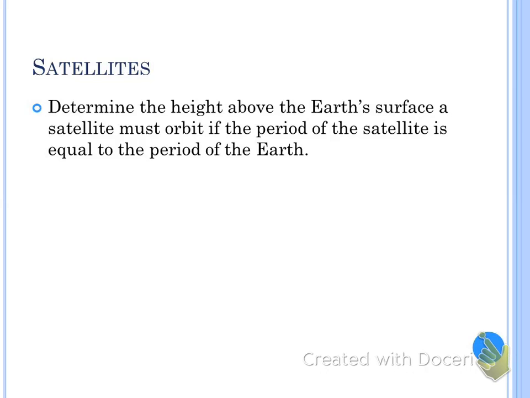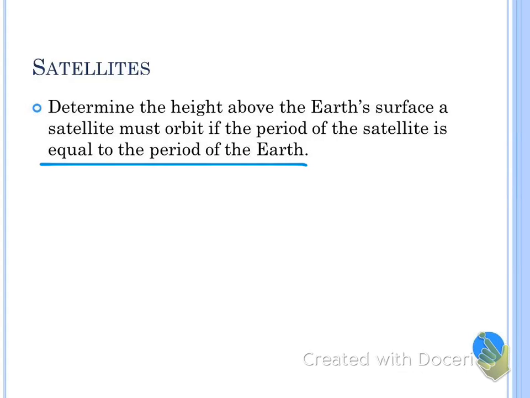Our next problem asks us to determine the height above the Earth's surface a satellite must orbit if the period of the satellite is equal to the period of the Earth. For this problem, we're looking at how long it takes for the satellite to make one complete rotation around the Earth. And when it says it has the period equal to that of the Earth, we're talking about how long it takes for the Earth to make one spin. Not for the Earth to orbit the Sun. We're talking about the Earth making one spin on its axis.